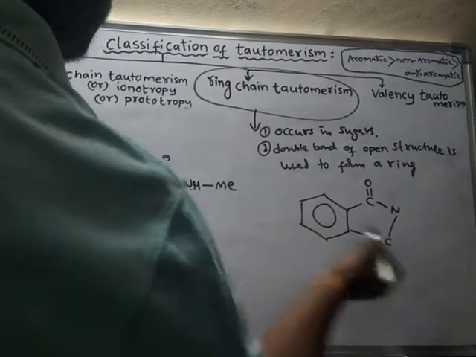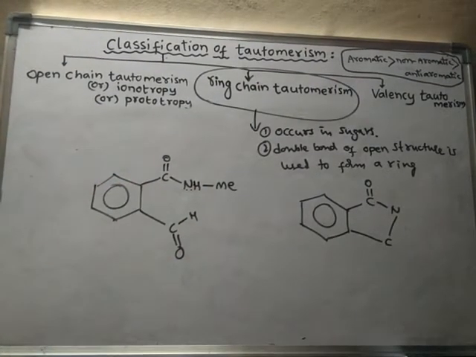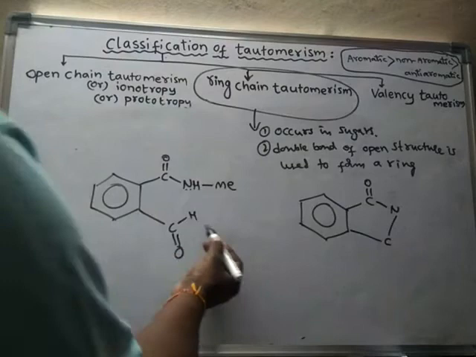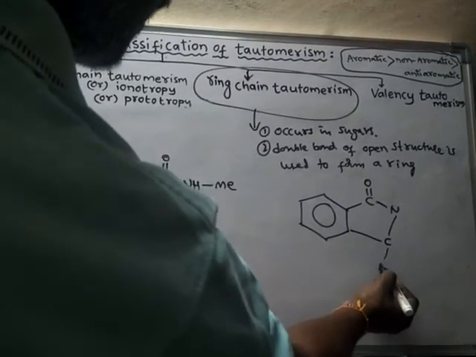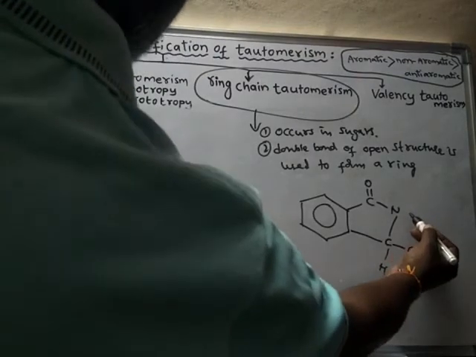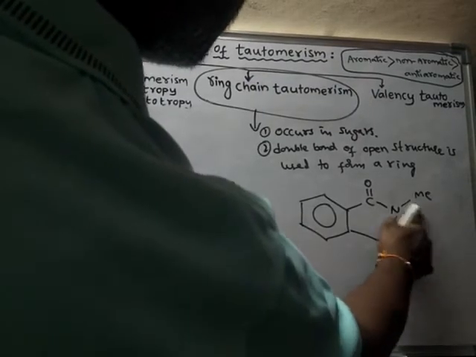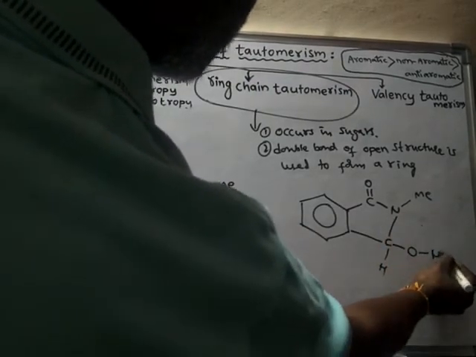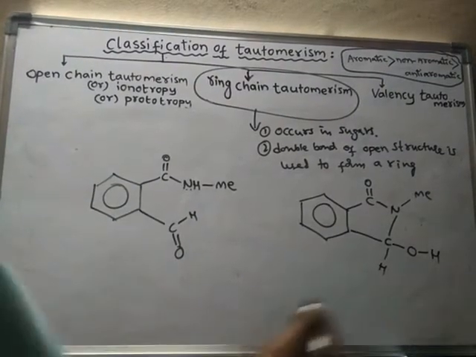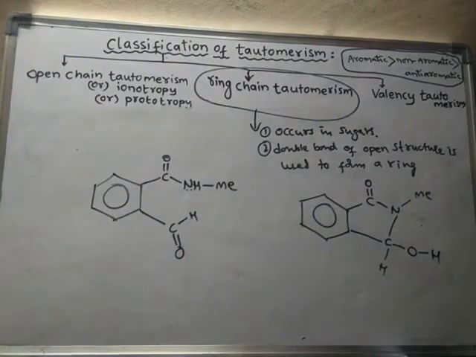Now this hydrogen will shift from nitrogen to this oxygen. This carbon already has one hydrogen and one oxygen. On this nitrogen, one methyl group and a hydrogen are present. This hydrogen will shift towards oxygen. As a result, the open structure is converted into a ring-like structure. Hence this is another example of ring chain tautomerism.